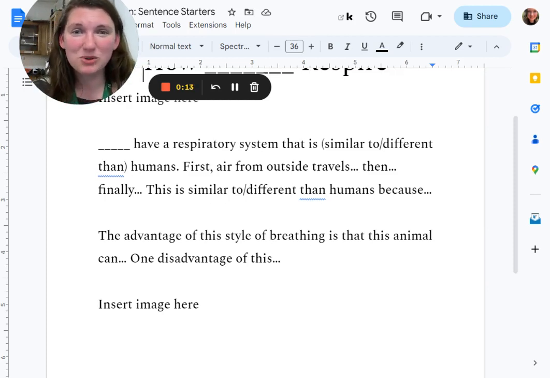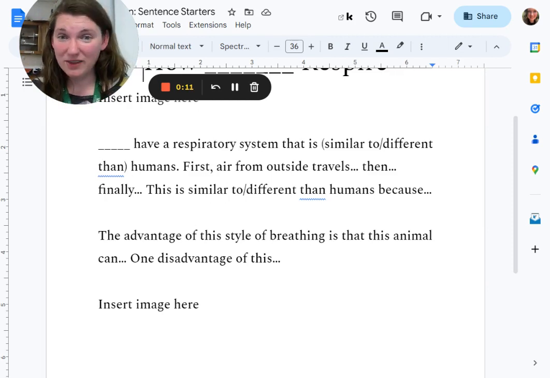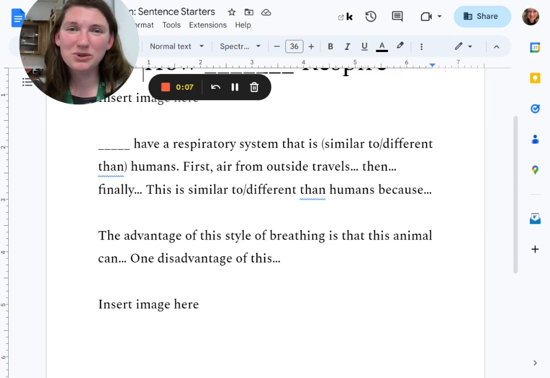So this is similar to or different from humans because of advantages and disadvantages. This is going to help you to be able to read specific texts, pull out that information, and produce writing about it.